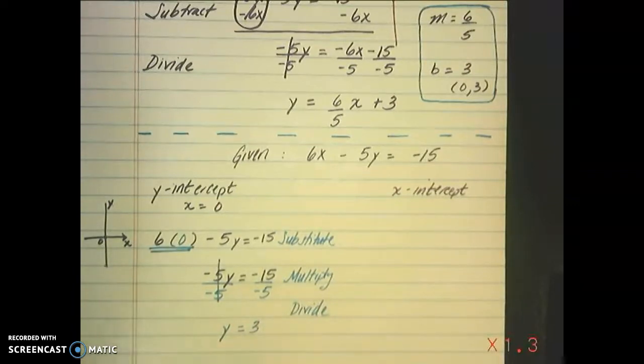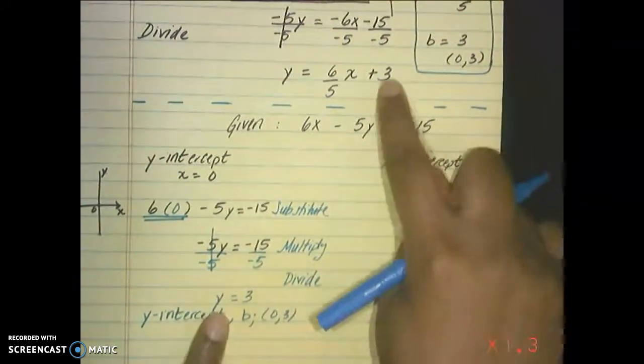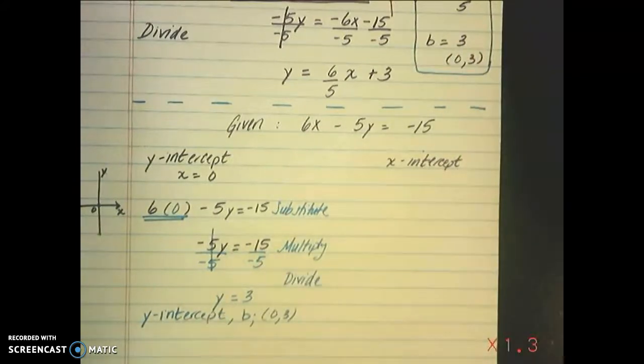So my y-intercept, or my b, is going to be the coordinate 0, 3, or just b is equal to 3. Either way, it means the same exact thing. And that's the same 3 that we have right here, because we have the same equation.